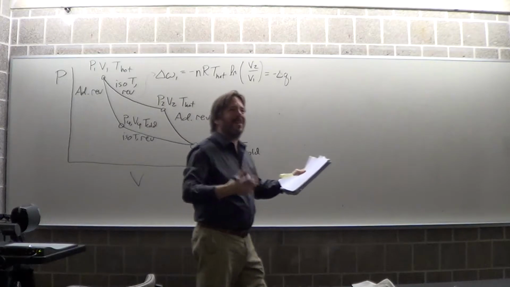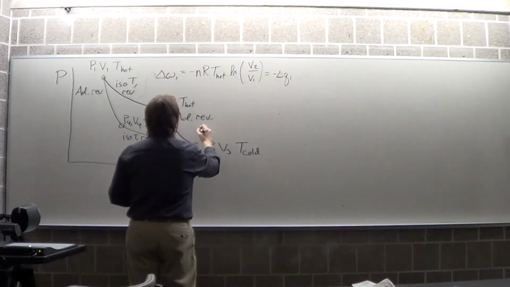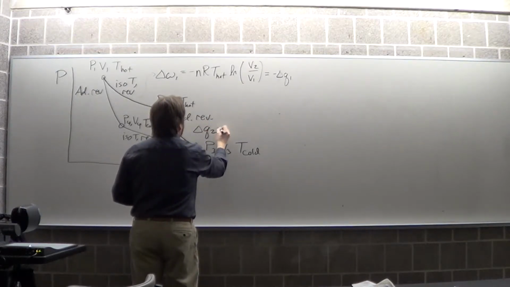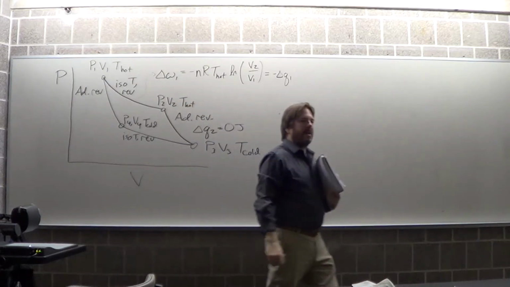So I've done the first leg. Second leg, this one's a little bit easier. What's the heat? It's adiabatic, so it's 0. Right, always write 0. That'll be on the second test.